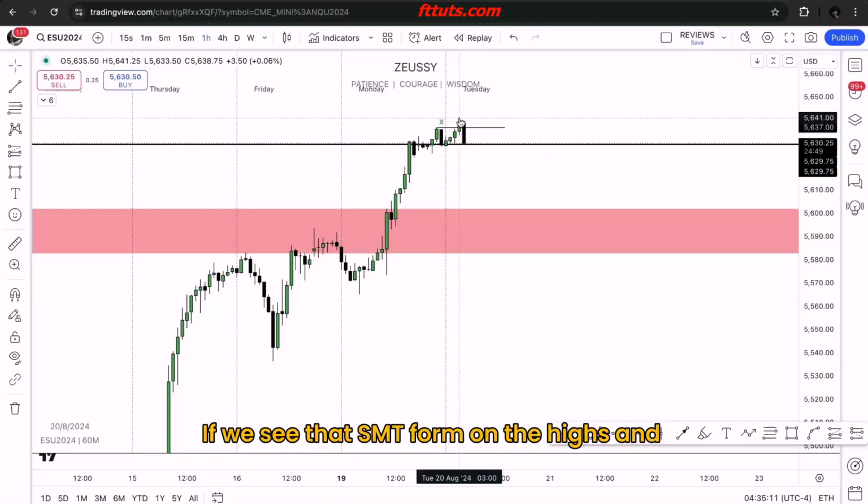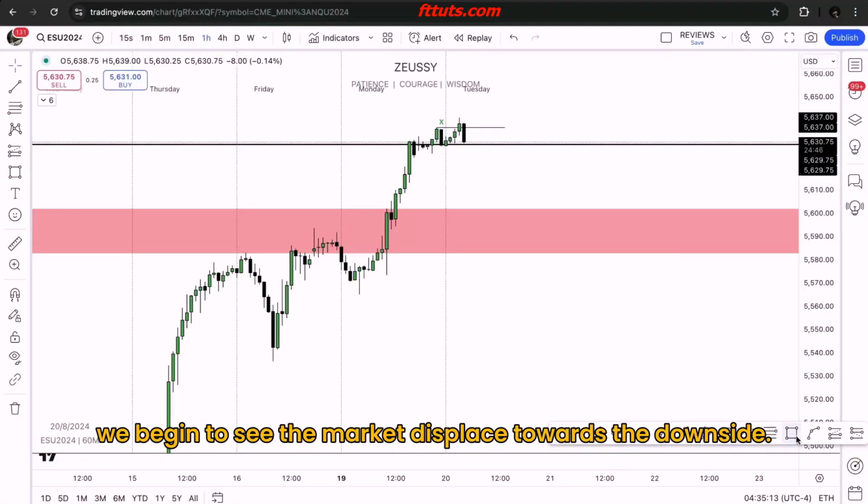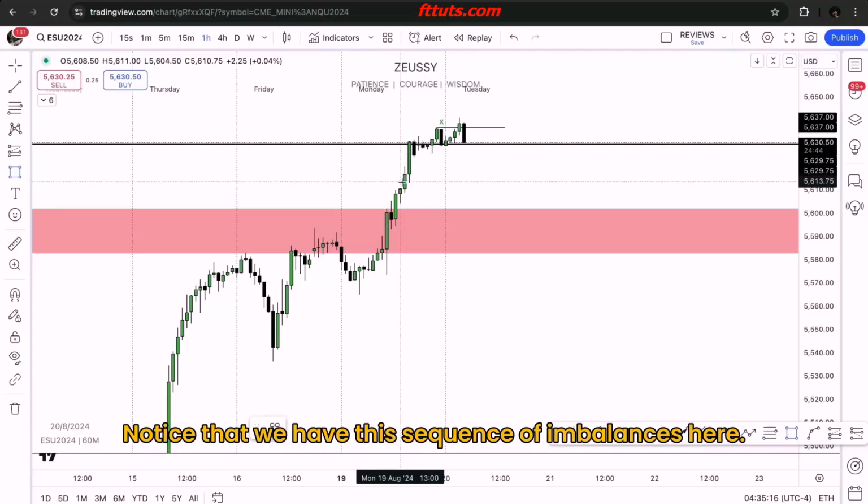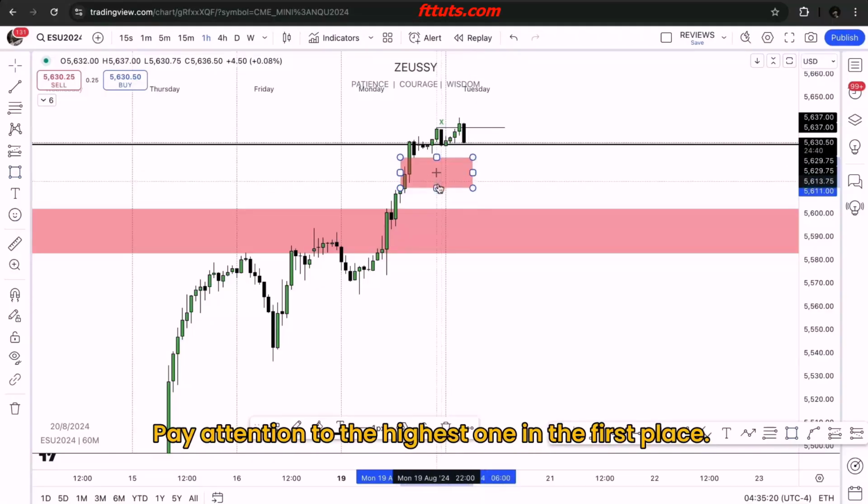If we see that SMT form on the highs and we begin to see the market displace towards the downside, notice that we have a sequence of imbalances here, 2 imbalances to be precise. Pay attention to the highest one in the first place, but keep in mind the lower one.